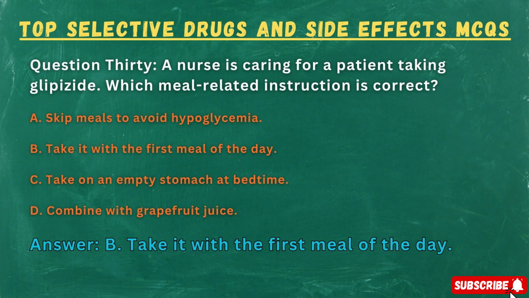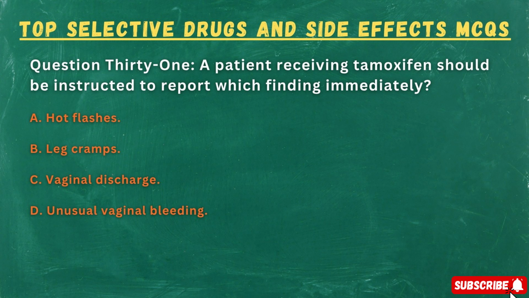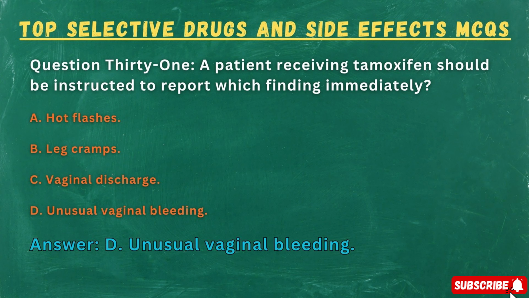Answer: B. Take it with the first meal of the day. Question 31. A patient receiving tamoxifen should be instructed to report which finding immediately? A. Hot flashes. B. Leg cramps. C. Vaginal discharge. D. Unusual vaginal bleeding. Answer: D. Unusual vaginal bleeding.